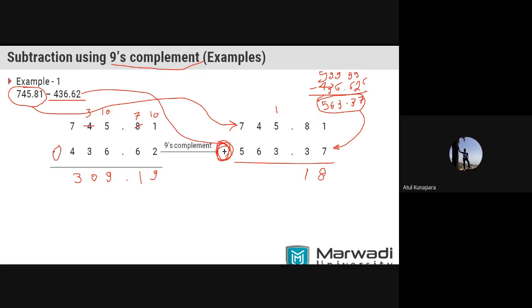Then the carry will go ahead here. So 1 plus 5 is 6, plus 3 is 9. So that will be like this. The decimal point will be as it is. 4 plus 6 is going to be 10, so you will put 0 here.